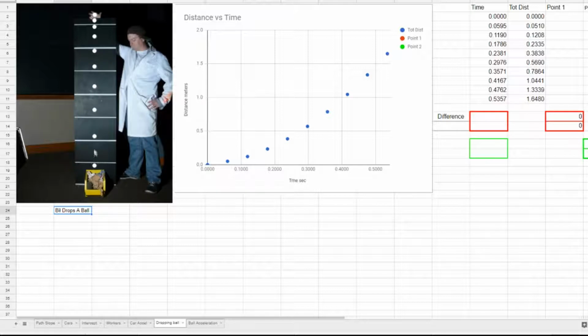So what I did was I measured the position of the ball at each flash and created this table. The left-hand column here is the time of each flash after the first one. The right-hand column is the distance that the image of the ball was from the start at each flash. Then I plotted it over here.